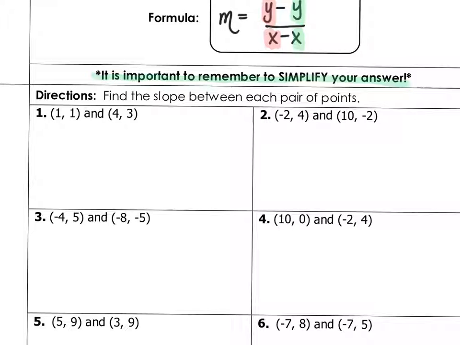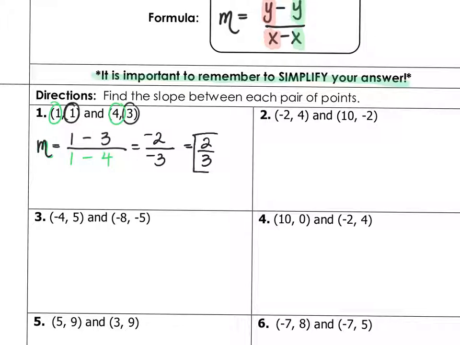So let's find the slope in number 1. Find the slope between each pair of points. So I'll call that m. m is equal to, let's take this y first, so y minus y over x minus x. If you're going to do the first y, then you have to do the first x. And that's 1 minus 3 over 1 minus 4, which is negative 2 over negative 3, or positive 2/3. So if a line passes through these 2 points, the slope is going to be 2/3.